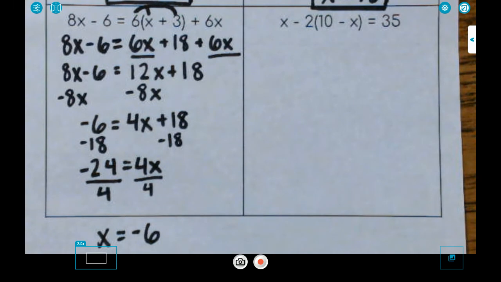Okay, any questions about that one? That one's definitely the longest on the entire assignment because we had to distribute and we had variables on the same side and we had variables on both sides. I don't think that happens again.